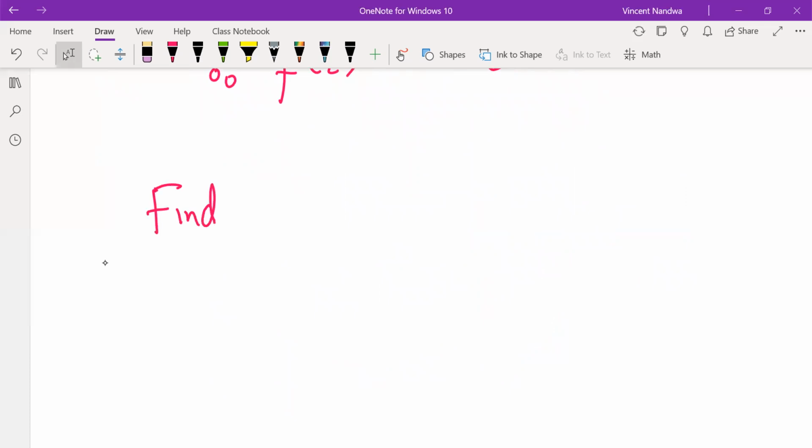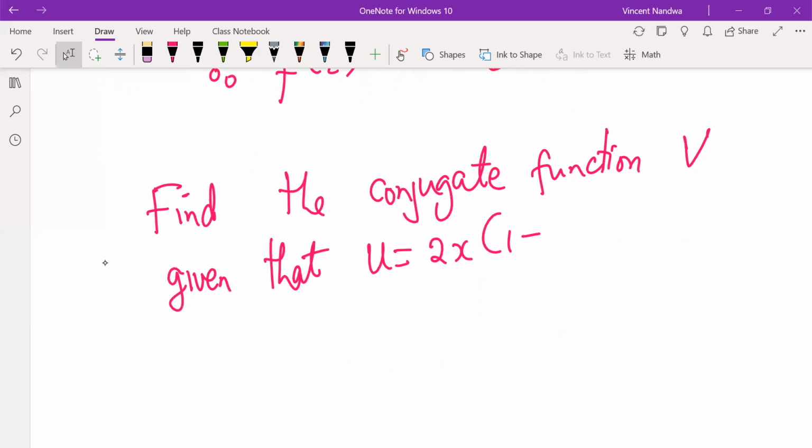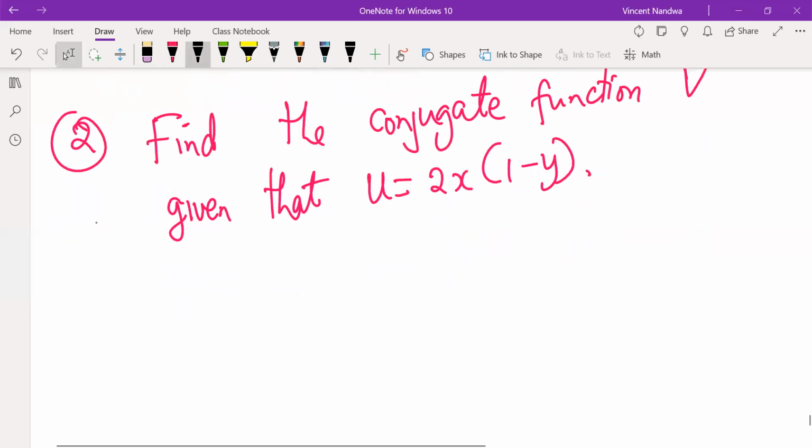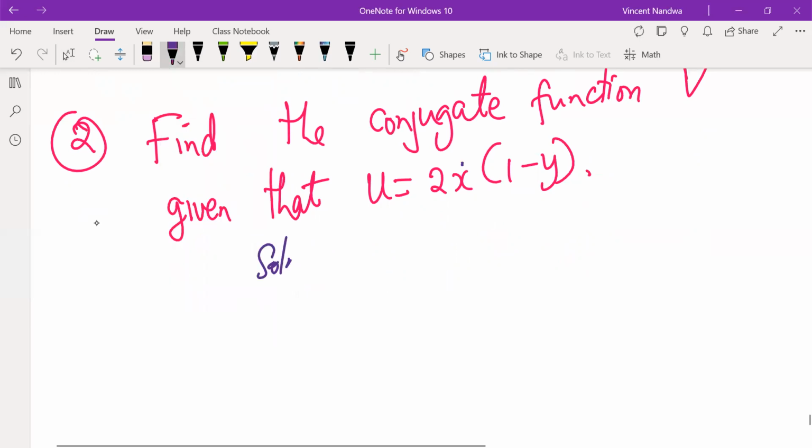Find the conjugate function v, given that u is 2x into 1 minus y. This is number 2. Now we say u is 2x minus 2xy. This is what is given in the question.